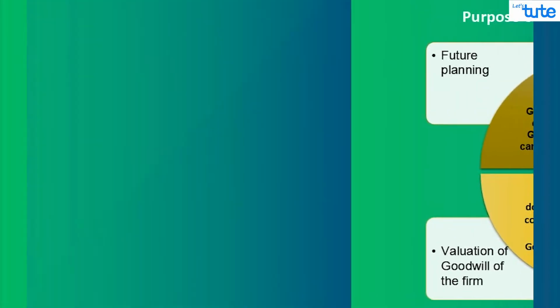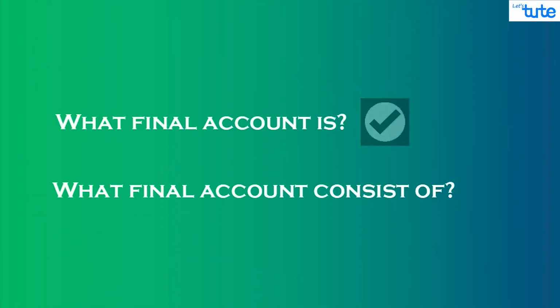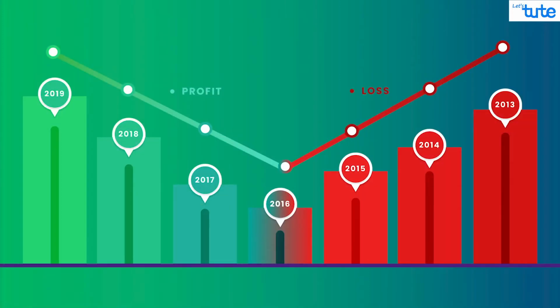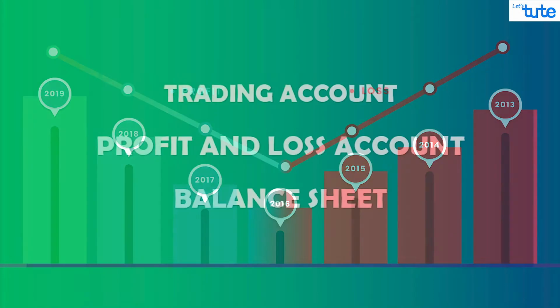So now the next question is what a final account is and what it consists of. Basically, in final accounts, we prepare trading account, profit and loss account and balance sheet, giving us the figure of gross profit or loss, net profit or loss, and depicting financial position of the business. So now let's discuss these three parts in detail.